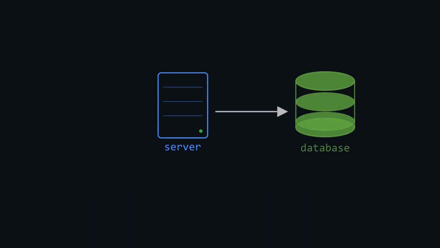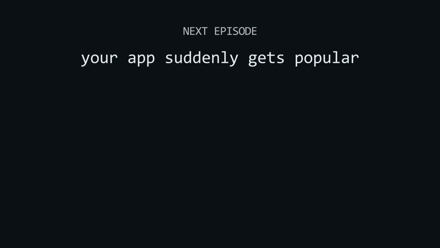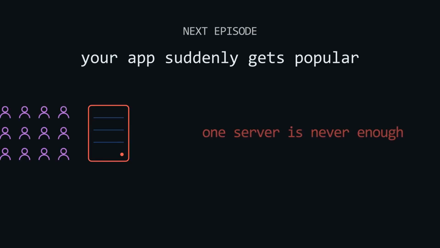Next episode, we take this whole picture, the machine, the API, the database, and do something to it that every real system does. We make it survive success. Next episode, what happens when your app suddenly gets popular and why one server is never enough.